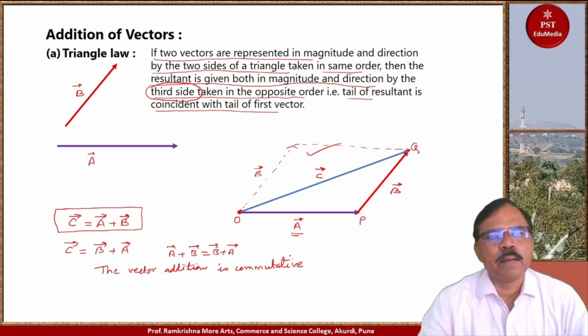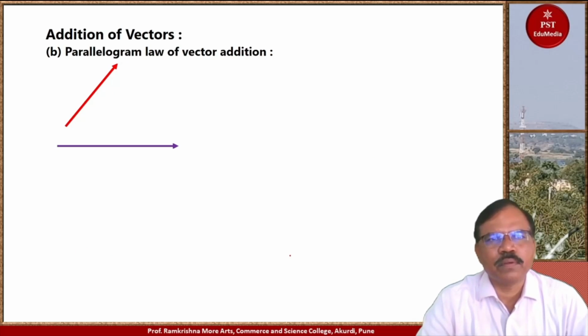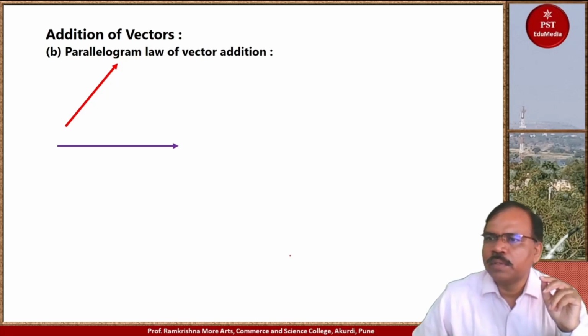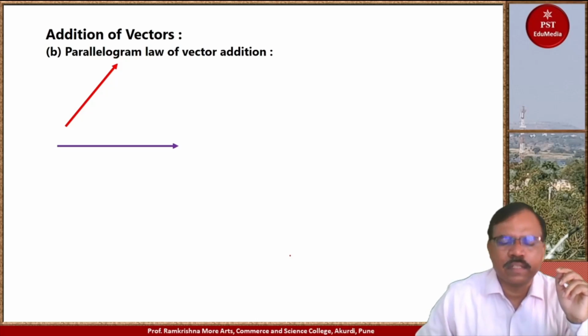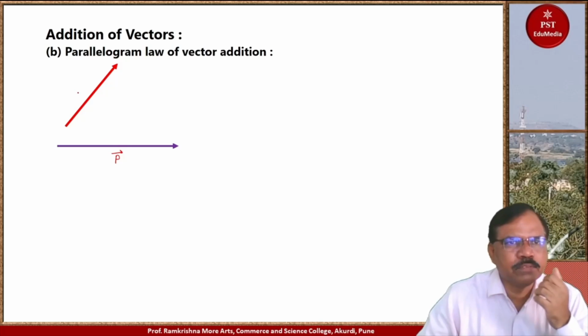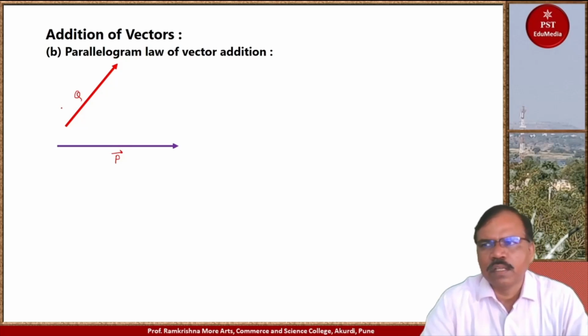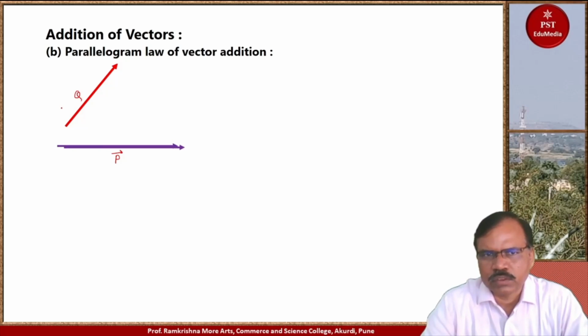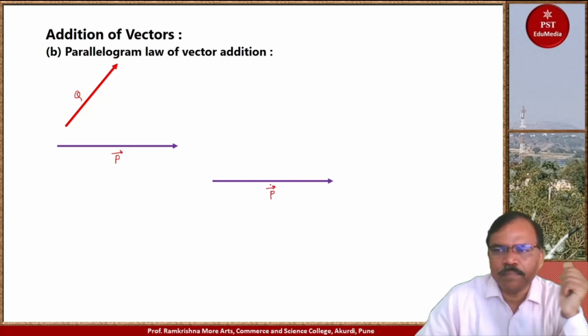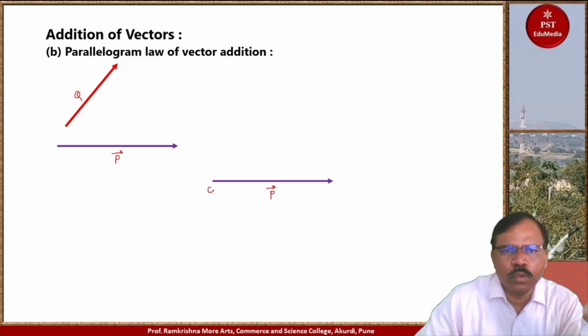Now we'll go to second one, that is parallelogram law of vector addition. Here again we will take two vectors and triangle of vectors. So let us consider here, this is vector P and this one is vector Q. So these are two vectors. So I will take vector P here, same vector I have taken here, and let us take this as O. O is tail of P and A is tip of P, OA.